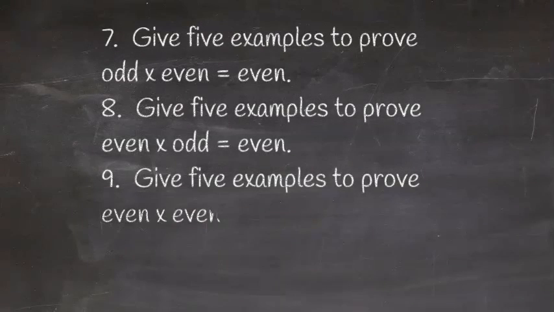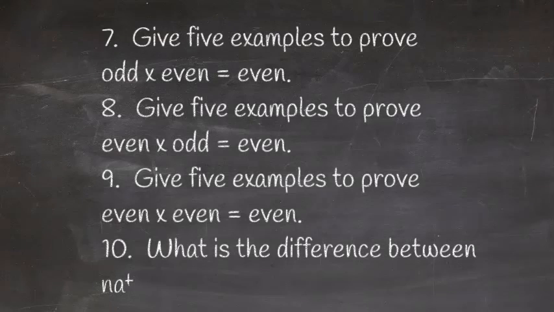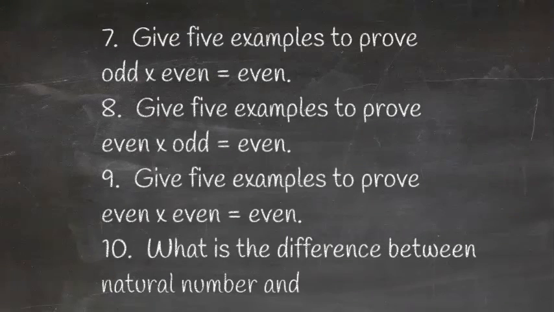What is the difference between natural number and whole number? Whole number contains a number called 0. Natural number does not contain a number called 0. It starts from 1 to infinity.